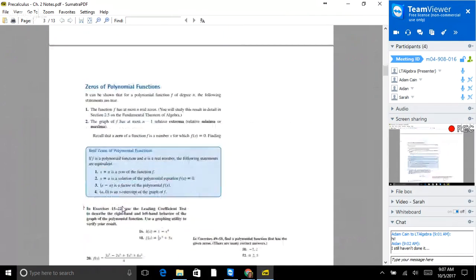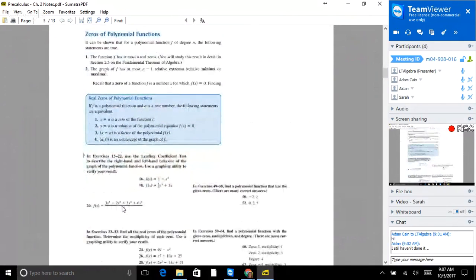Then we started this, and I said let's just stop and we'll pick back up today. So now it's today, and we are going to talk about the zeros of a polynomial function. The zeros of a polynomial function are basically when, you can see there's a little chart here, your function equals 0. So it's when the function crosses the x-axis.